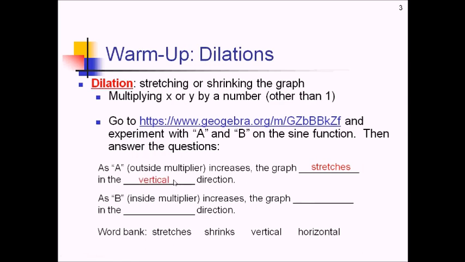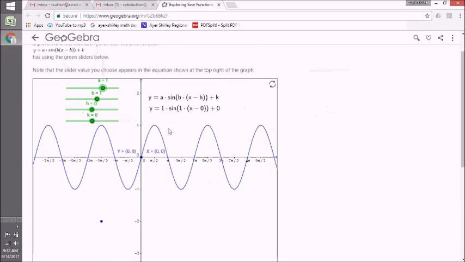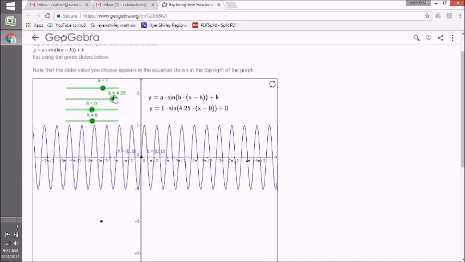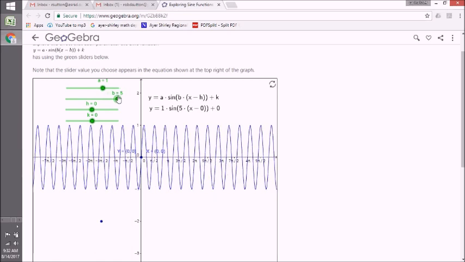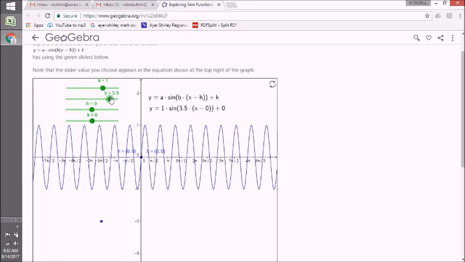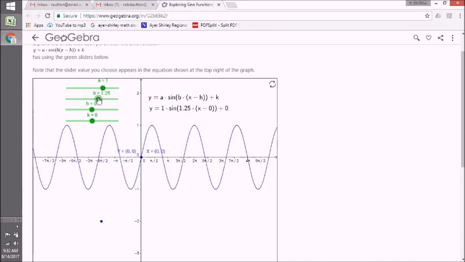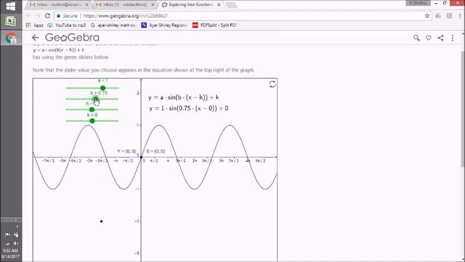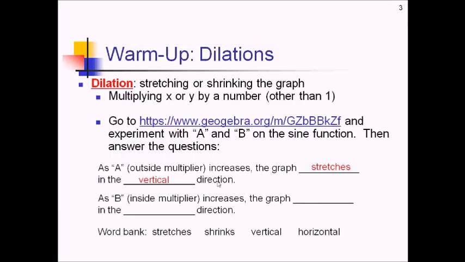All right, let's go back there and see what happens when we mess with the inside multiplier. So this B value is getting multiplied by all your inputs, and we won't worry about this H and this K. That comes a little bit later. So B values, as I increase that, it looks like the graph is getting more shrunken in the horizontal direction. As I decrease the inside multiplier, now we're stretching out horizontally. So that's a little counterintuitive, but the graph is definitely shrinking as you increase that multiplier, and it is doing so in the horizontal direction.